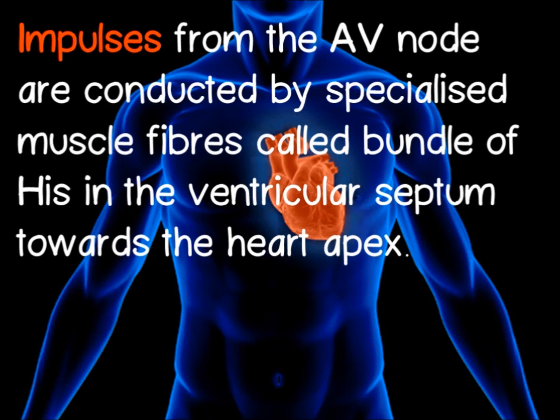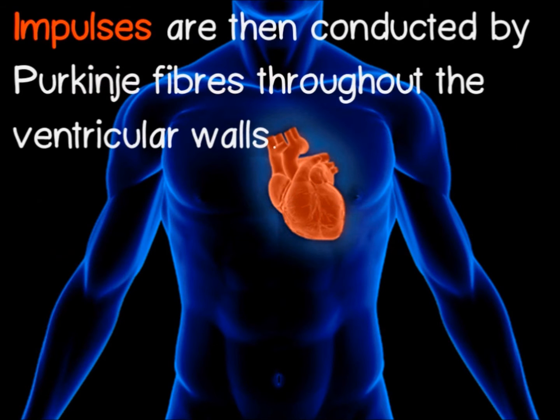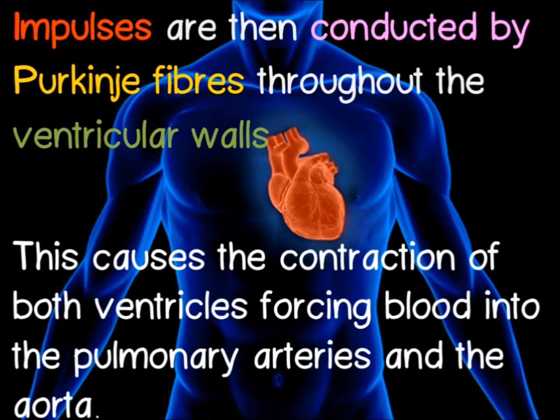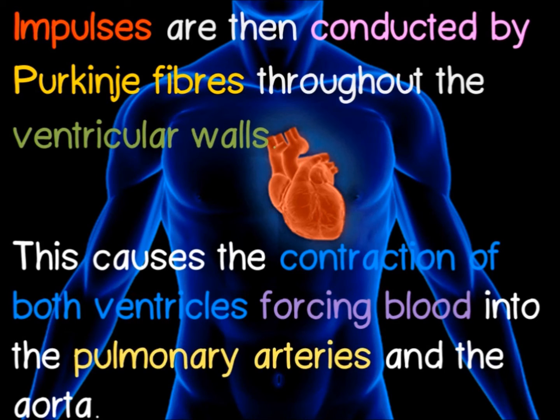Impulses from the AV node are conducted by specialized muscle fibers called the bundle of His in the ventricular septum towards the heart apex. Impulses are then conducted by the Purkinje fibers throughout the ventricular walls. This causes the contraction of both ventricles, forcing blood into the pulmonary arteries and the aorta.